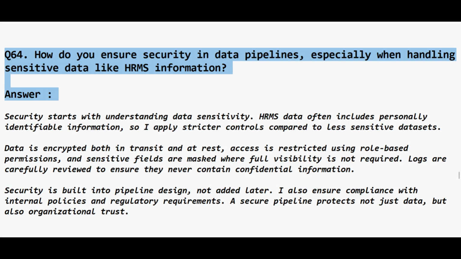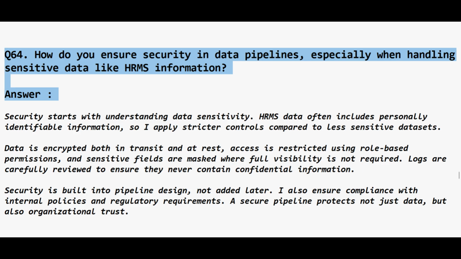Question 64. How do you ensure security in data pipelines, especially when handling sensitive data like HRMS information? Answer. Security starts with understanding data sensitivity. HRMS data often includes personally identifiable information, so I apply stricter controls compared to less sensitive datasets. Data is encrypted both in transit and at rest. Access is restricted using role-based permissions, and sensitive fields are masked where full visibility is not required.